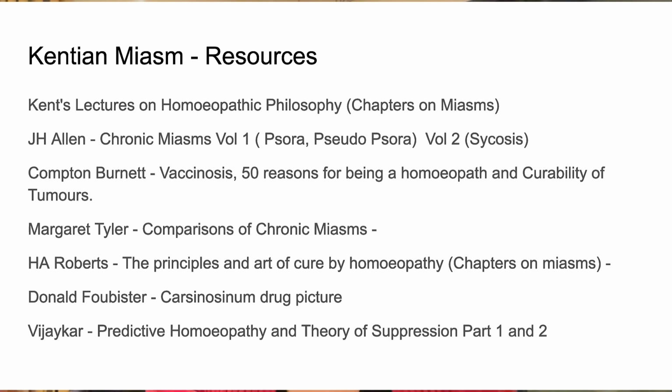Now, Dr. Vijayakar has a book on predictive homeopathy and theory of suppression, parts 1 and 3. This is perfect for understanding the miasmatic indications at a constitutional level, as well as based on the genetic, physical, mental makeup and pathological predispositions. So check it out. All these are wonderful books on Kentian miasms, and there are so many more, but these were the ones I think are the best ones that I found in my practice.